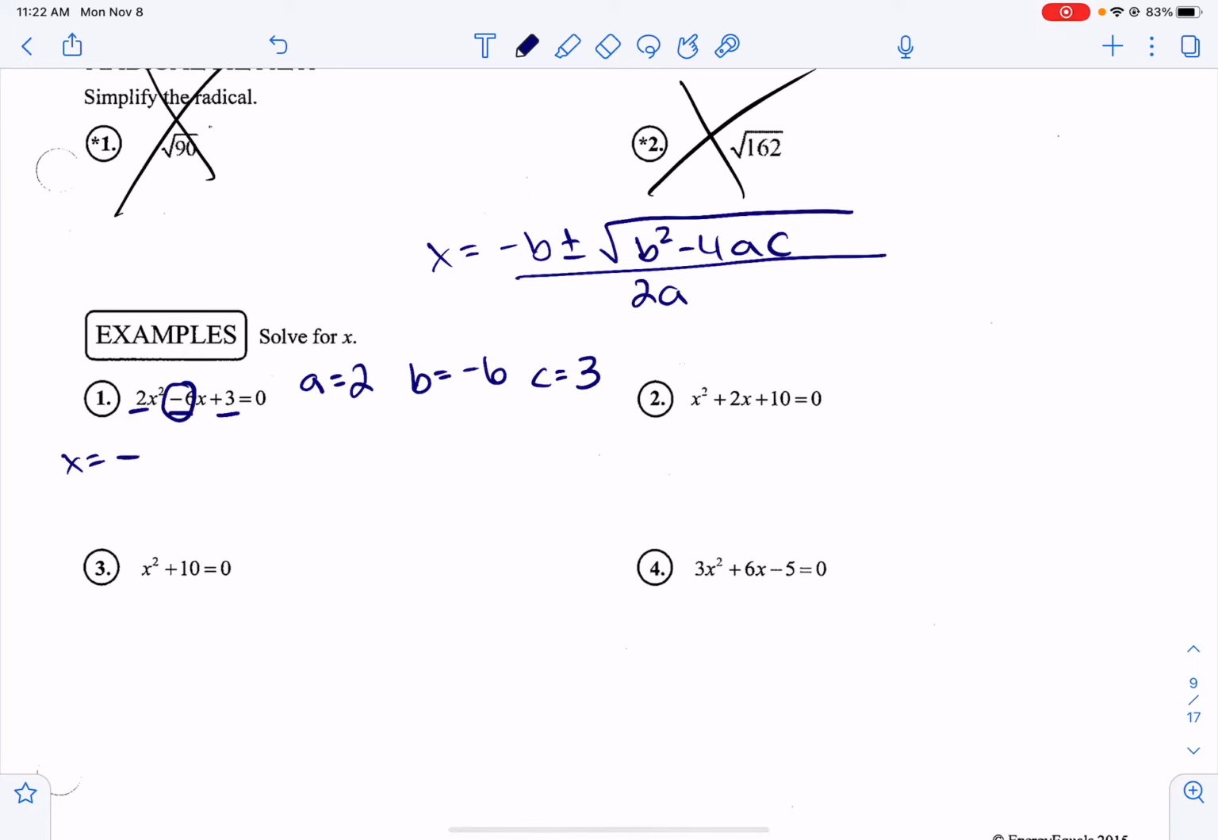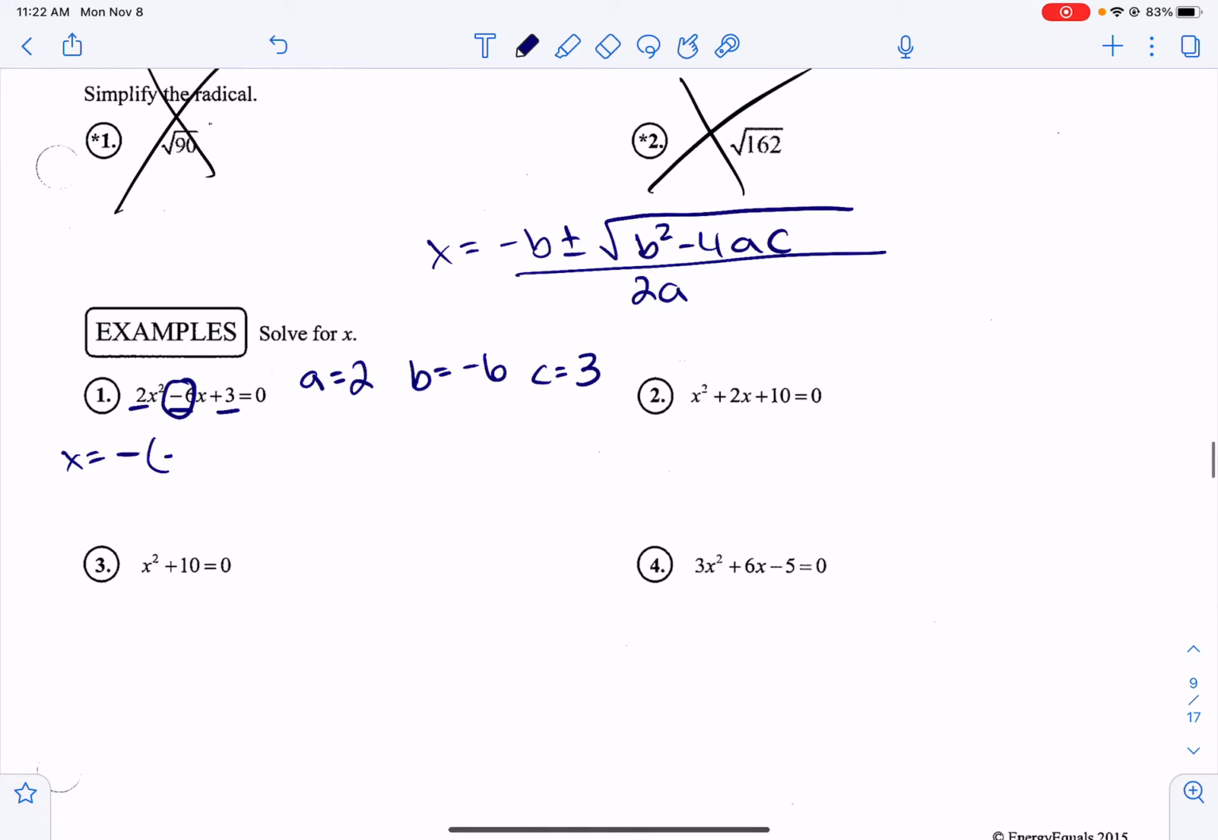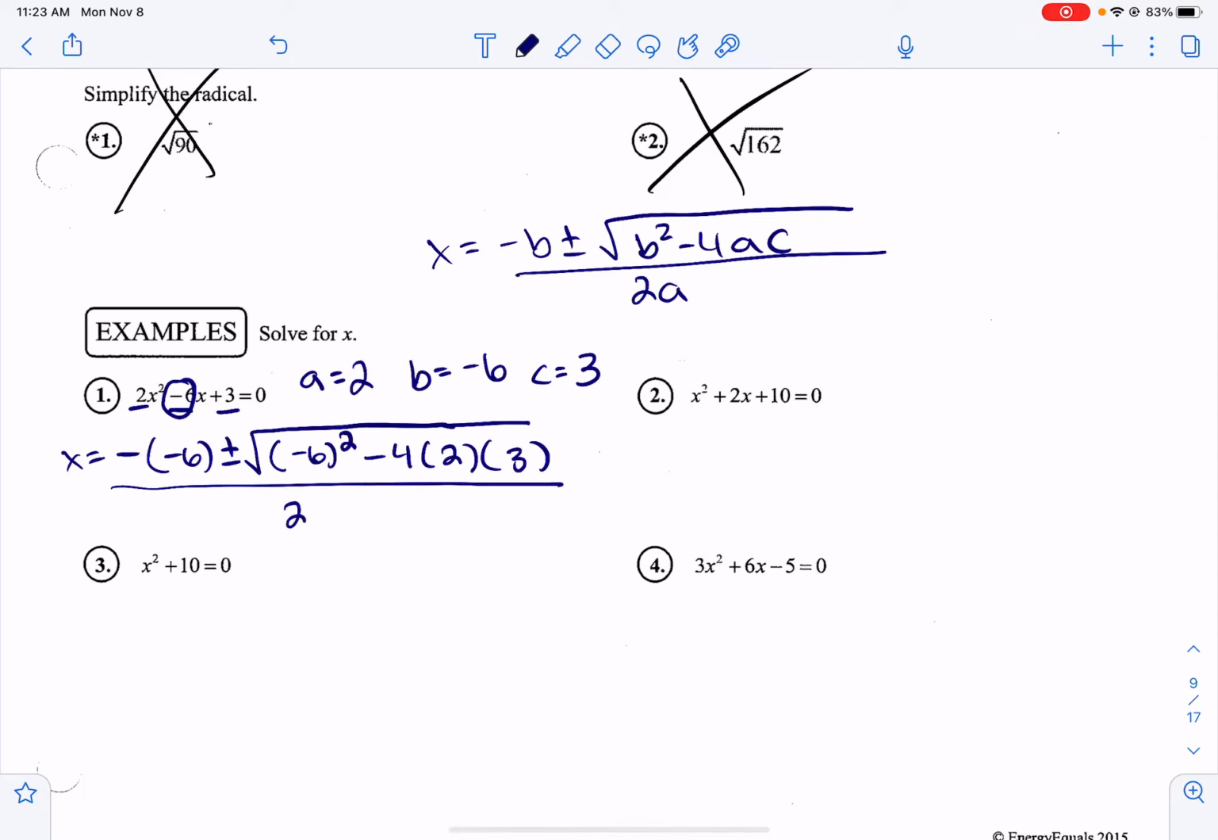So I have a negative, and then I'm going to plug in a b, which is a negative 6, plus or minus the square root. And that b, I'm also going to put in parentheses. Every time I plug a number in, I'm going to put it in parentheses. So my negative b, my b squared, I put the b in parentheses. Minus 4, and now I plug in an a, which is a 2, in parentheses, and a c, which is a 3. That's going in parentheses. And all of that is being divided by 2 times a. And again, I'm going to put that in parentheses, my 2 and my 2.